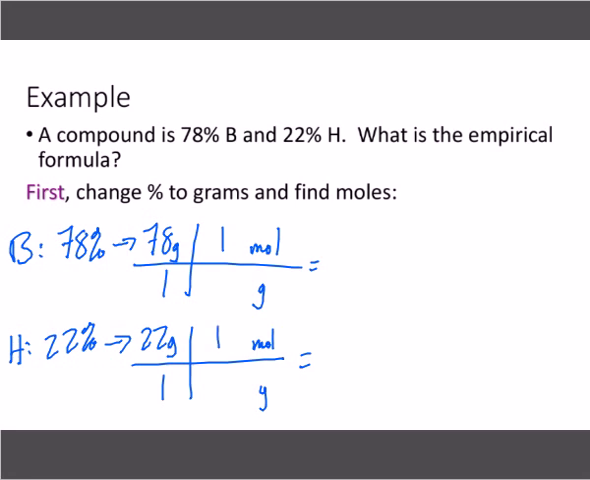How many grams do we have for boron? Get your periodic tables out. 10.81. And then hydrogen's molar mass is 1.008. If we round it, 3 decimals is more than enough. All right, do the math.